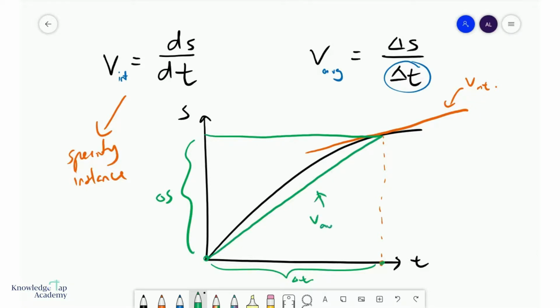That is v average. And so you can see quite clearly that there is a remarkable difference between instantaneous and average velocities. And so we always have to be very clear about this when we're doing our questions.